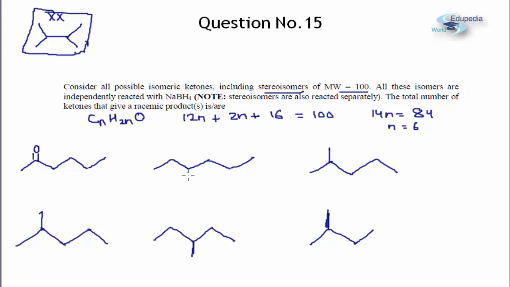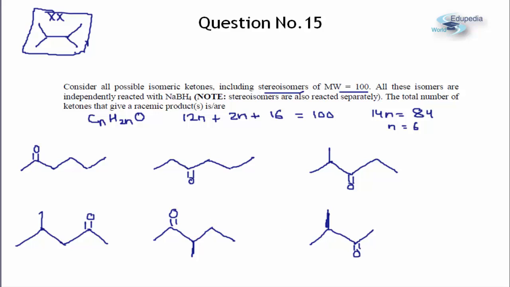Similarly, I can place a double bond O here. This will be my second ketone. Similarly, I can place one double bond O here. Third possibility, one double bond O here. Fourth possibility, double bond O cannot be at this position because this will make it an aldehyde. So these two are identical. So one double bond O here. And finally, in the last structure, one double bond O here.